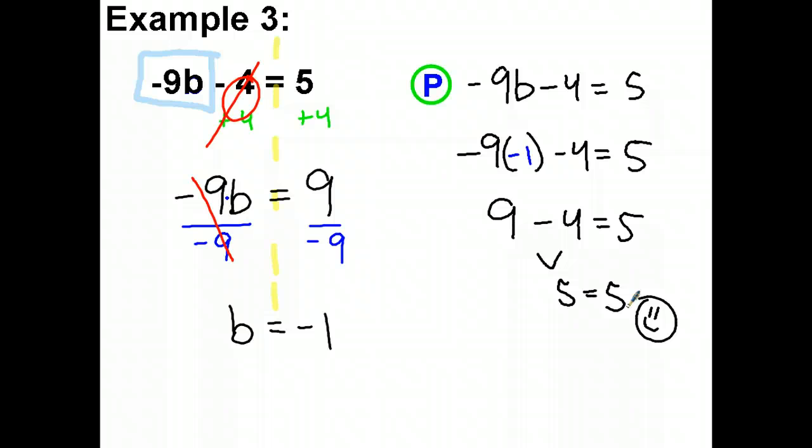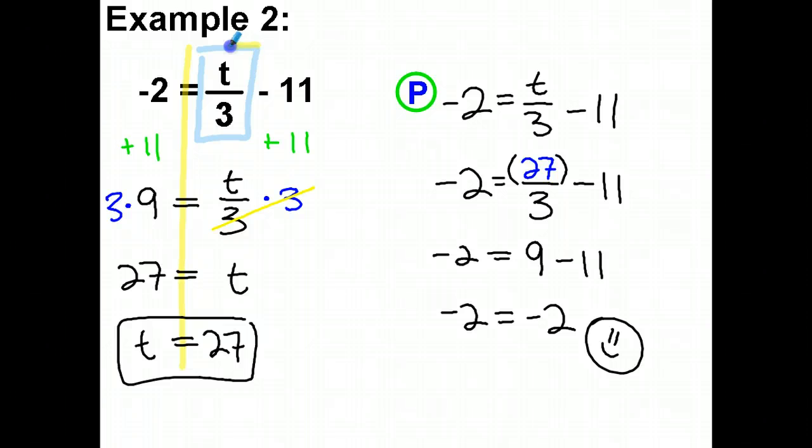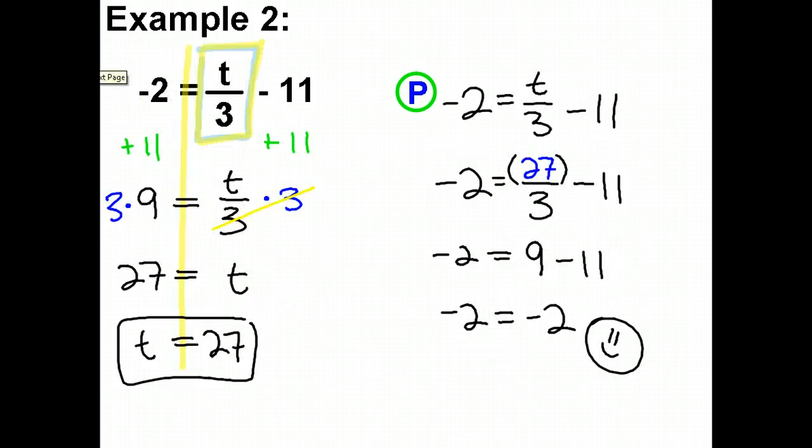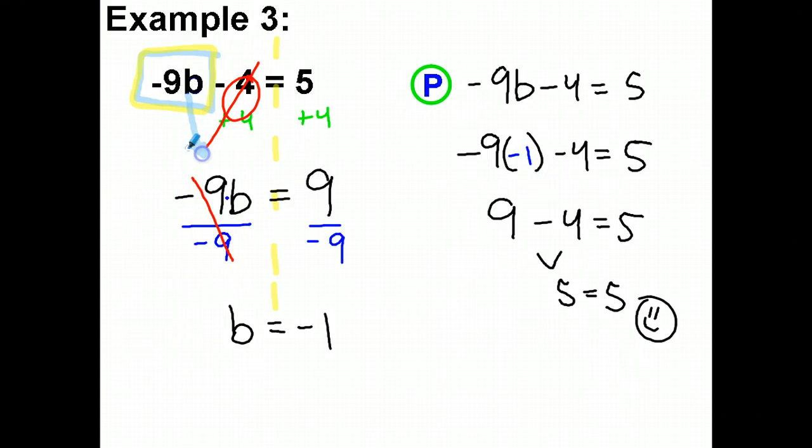So there's a few examples on how this works. Really, the big takeaway message from all of this is make sure that you isolate that variable term first. So I continued on all of these to isolate the term that had the variable first. On all three, you can see we isolated the 3x here. We isolated the t minus 3, or excuse me, t divided by 3 here. And we isolated the negative 9b here.